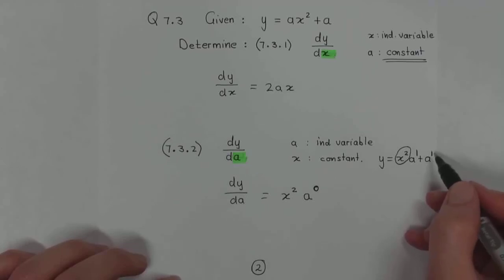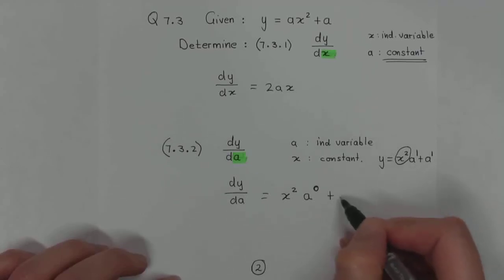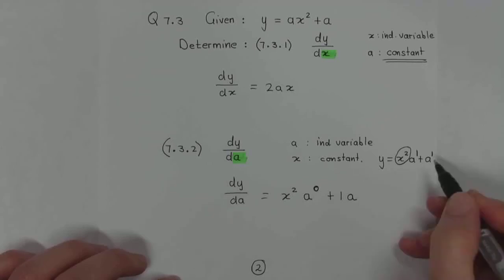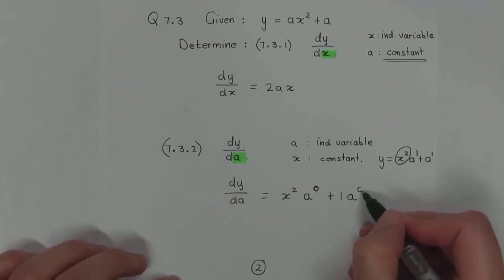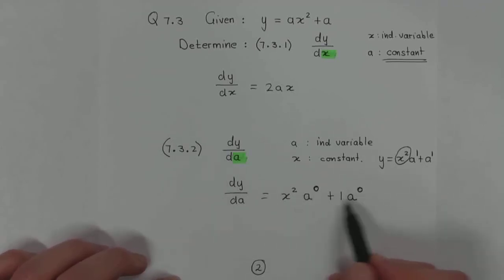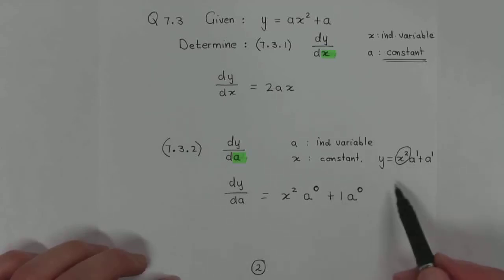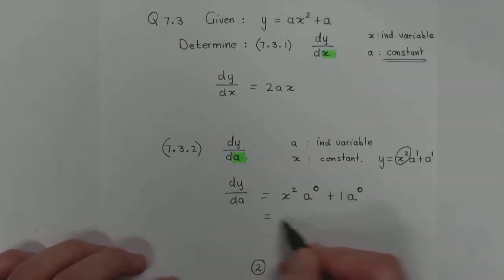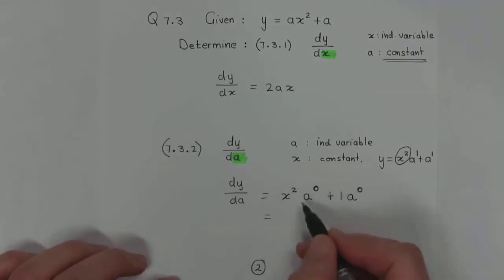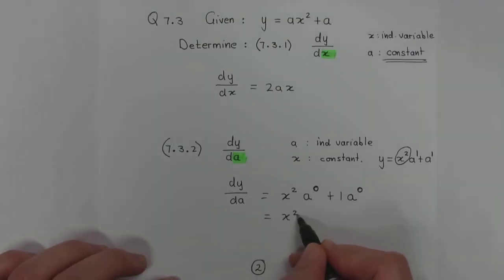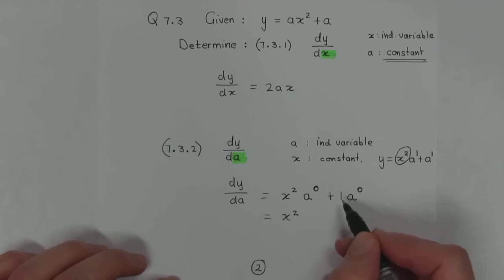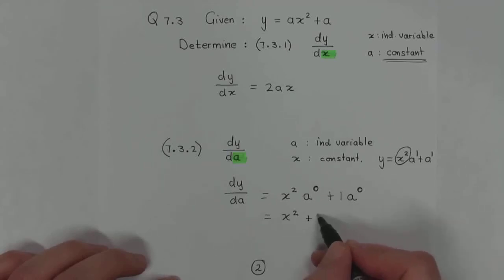I'm going to go and say 1 times 1 is 1. And then that's going to be a to the power of 1 minus 1, which is also 0. Now obviously you didn't have to do this, but I'm just showing you guys how this plays out, so you can see every single step. And that is why a to the power of 0 is 1. So x squared times 1 is x squared. And a to the power of 0 is 1, so 1 times 1 is 1.